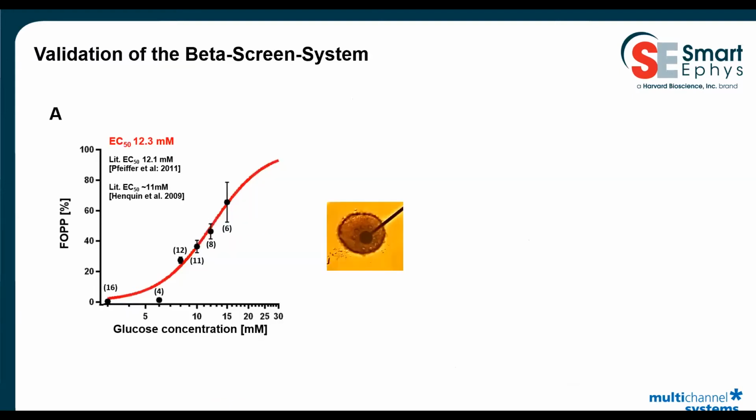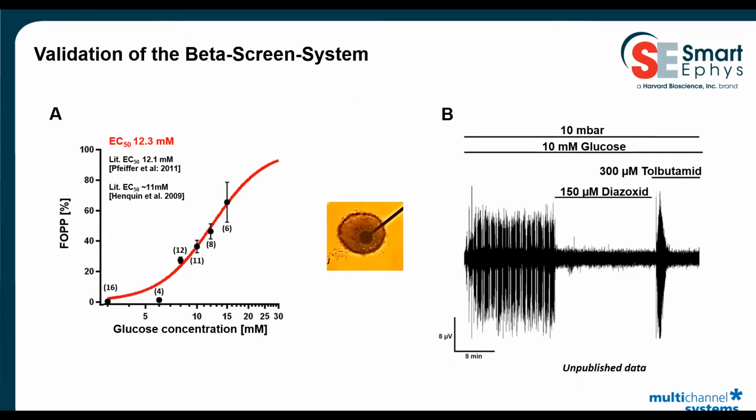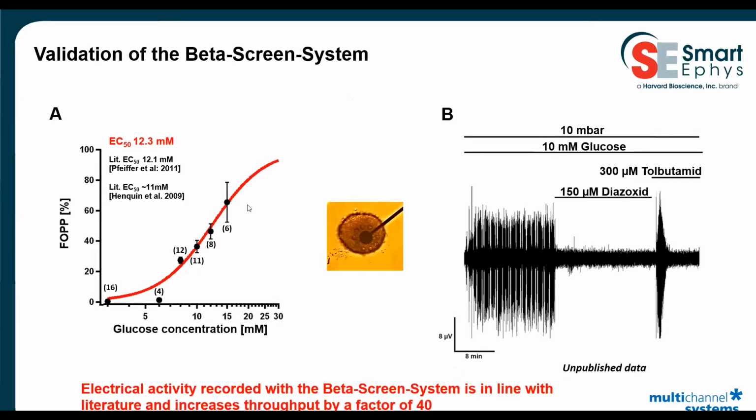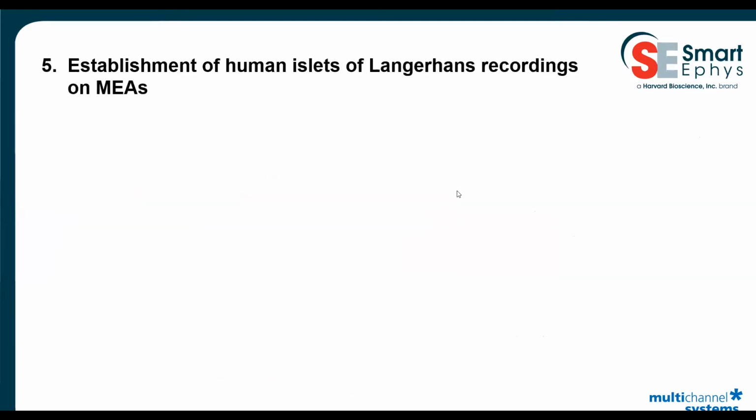Of course, we did also validation studies with the beta screen system, and we found out that the EC50 value is absolutely comparable to our former recordings and also to literature. And also the modulation of ion channels worked as expected, so that we can say that electrical activity recorded with the beta screen system is in line with literature and increases the throughput by a factor of 40. I will show you why and how.